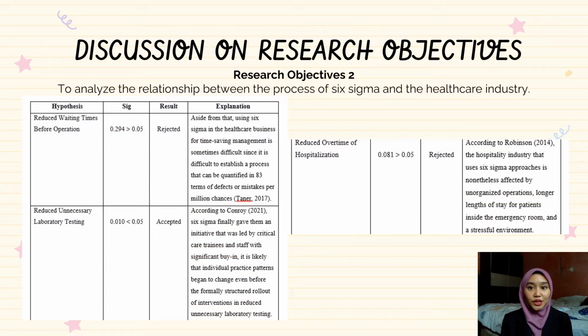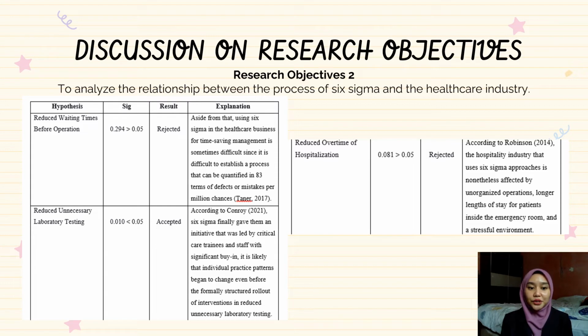Then, discussion on research objective 2. To analyze the relationship between the process of Six Sigma and the healthcare industry. As for independent variable one, which is reduced waiting times before operation, the significance value is 0.294, which is more than 0.05. So the hypothesis is rejected. Aside from that, using Six Sigma in the healthcare business for time-saving management is sometimes difficult, since it is difficult to establish a process that can be quantified in terms of defects or mistakes per million.